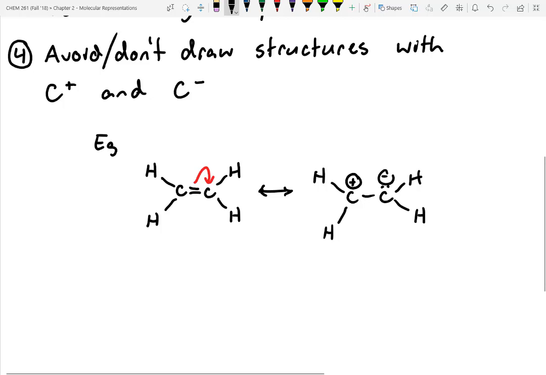Violates rule 1. We now don't have octets, so that means the one on the right already isn't important to begin with. And then if we think about it, we know experimentally that there really isn't any partial negative charge on either of those carbons. And then conversely, you could say, well, why did you choose to push it that way and not that way? It just doesn't work very well, so don't bother breaking pi bonds between two carbons like this. Avoid drawing any structures where you have C positive and C negative. So super minor. Don't draw.